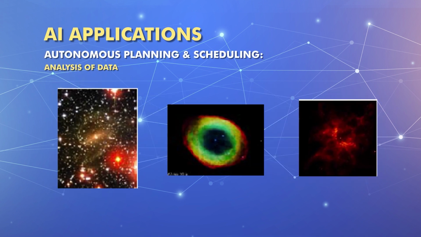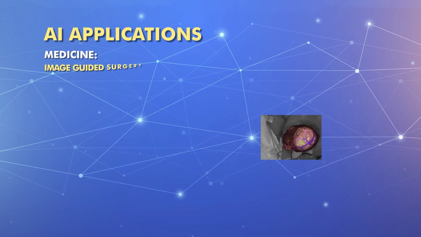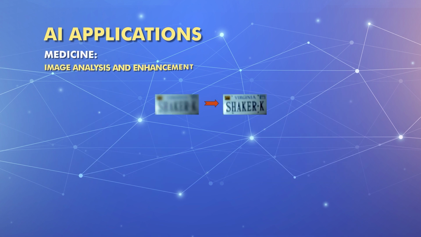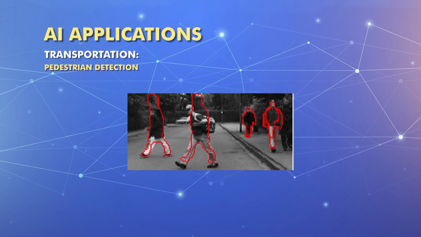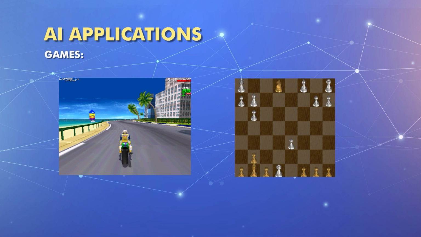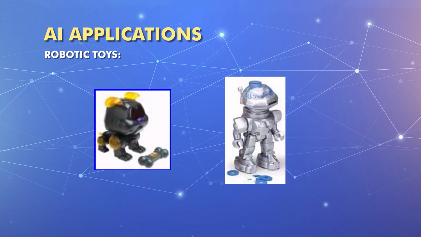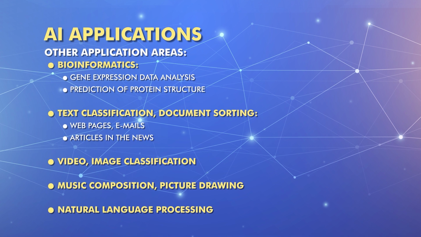Autonomous planning and scheduling, analysis of data. Medicine, image guided surgery. In medicine, image analysis and enhancement. In transportation, autonomous vehicle control. In transportation, pedestrian detection. Games, like chess, robotics toys. Other application areas: bioinformatics, text classification, document sorting like web pages, emails, articles in the news, video image classification, music compositions, picture drawing, natural language processing.